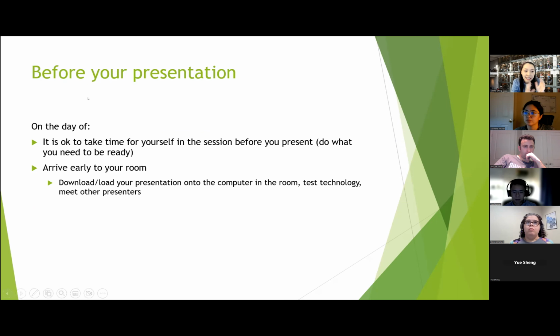And then finally, arrive early to your room, which again might have to do with you taking off the previous session or leaving early. Arriving early to your room will allow you time to download or load your presentation onto the computer in the room. So in person at AERA, there's often a podium, a computer. So that's why I like to bring a flash drive. You're never sure whether or not the computer is going to be able to connect to the internet, but most of the time you can put in a flash drive and drag your little presentation over.